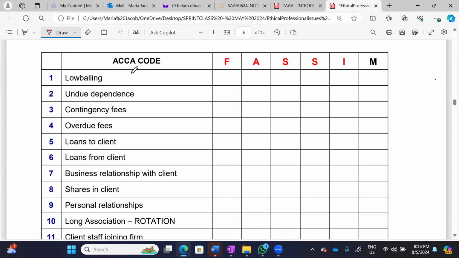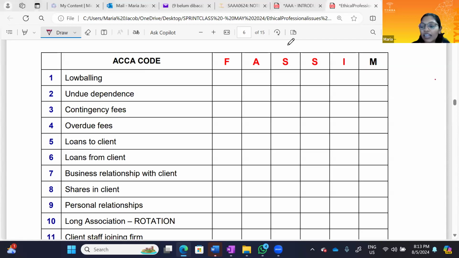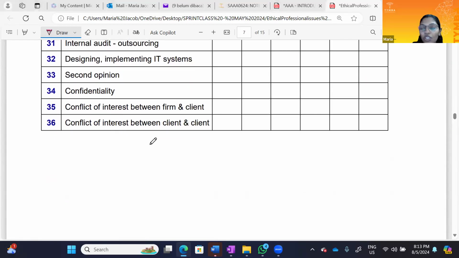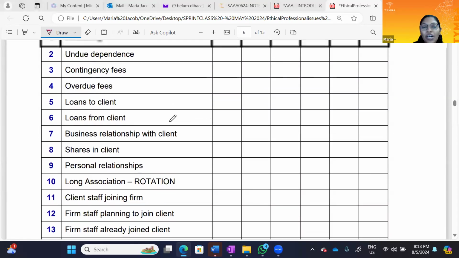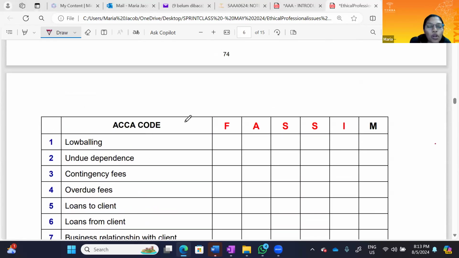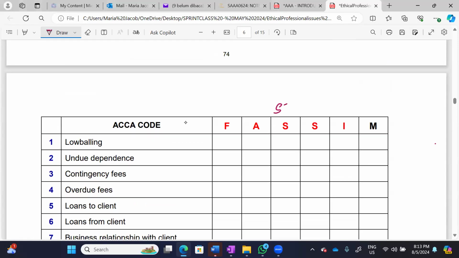Yes. Okay, now let's look at, I've already mentioned to you, there are 36 ethical codes that you must know. Let's look at lowballing. Lowballing is basically you charge the client a lower fee because you want to win the tender. So what type of threat will it give rise to? Self-interest. Lowballing is going to give rise to self-interest.